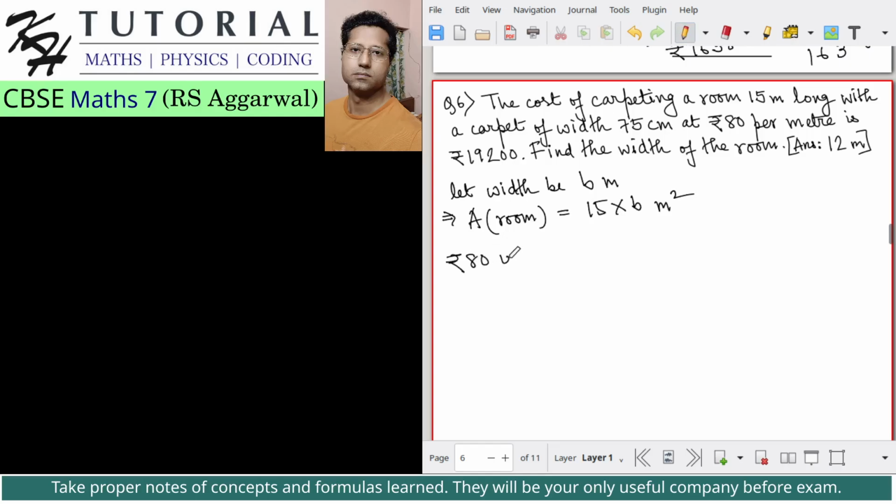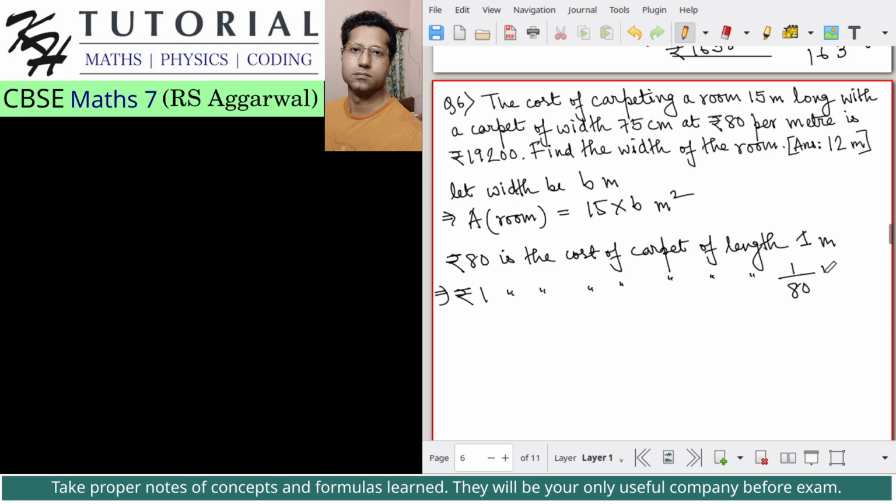So rupees 80 is the cost of carpet of length 1 meter, because when it is given that the carpet of width 75 centimeter is at rupees 80 per meter, this means that a carpet whose length is 1 meter and width is 75 centimeter costs rupees 80. So this implies rupees 1 is the cost of carpet of length 1 by 80 meter.